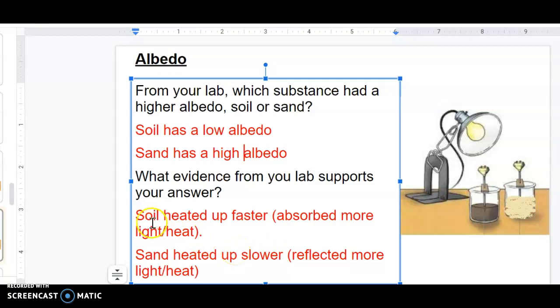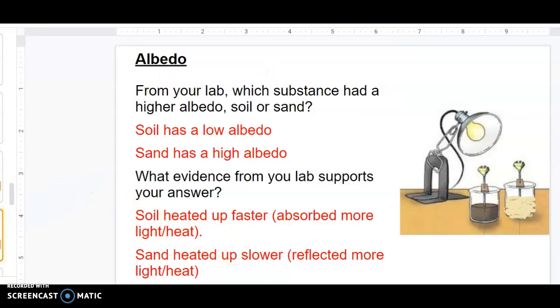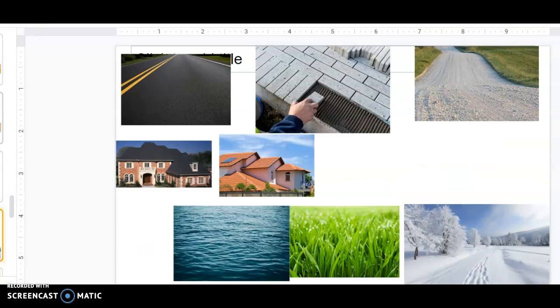Okay? So once we've got that, I want you to take a look at these different situations or pictures. Some of these pictures represent objects that have a very low albedo. Some of them represent something with a very high albedo. I want you to pause the video and think for a moment: which of these pictures represent something with a low albedo? Which is the lowest albedo? And then which of these pictures are high albedo? Which one do you think has the highest albedo? Take a moment and do that.